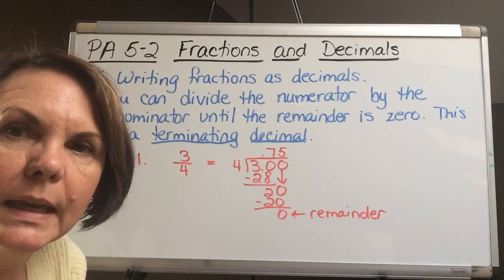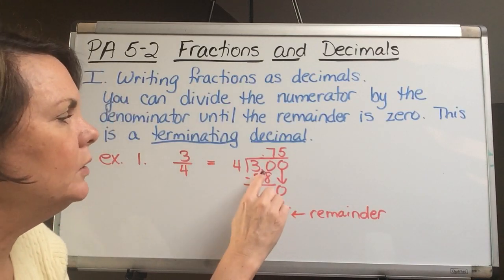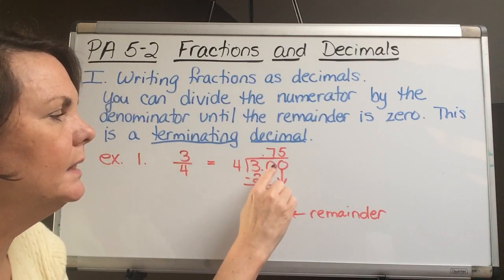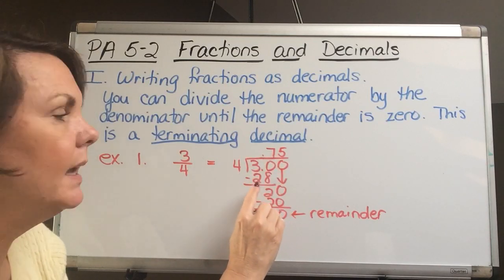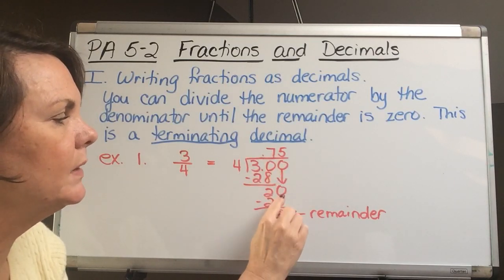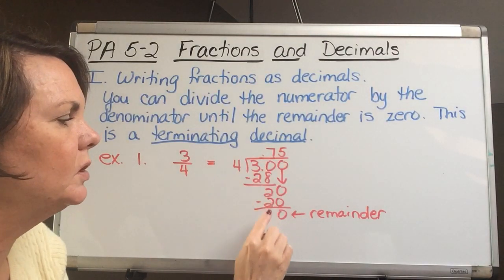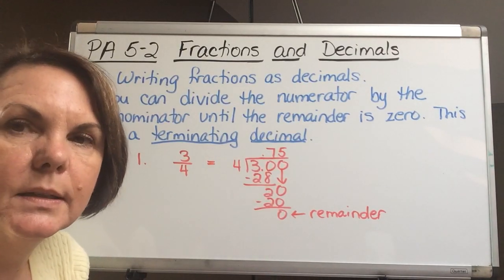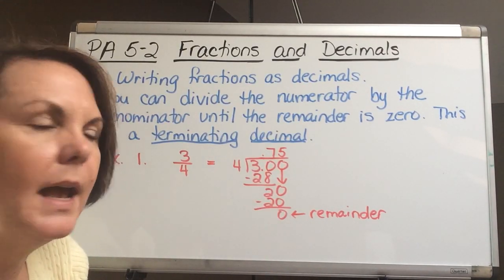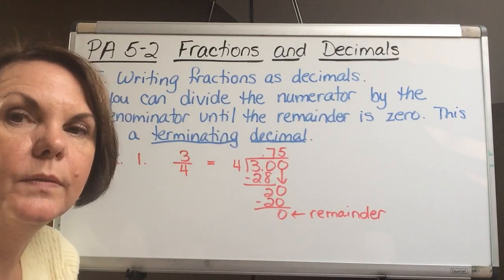And obviously 4 can't divide into 3, and that's why it's a decimal. It's less than 1 whole. So make sure you add the decimal point and then a 0. 4 into 30 is 7. 7 times 4 is 28. You subtract and get 2 and bring down the 0. Divide again. 4 into 20 is 5, and 5 times 4 is 20. You have a remainder of 0. So your decimal is 75 hundredths, and that is a terminating decimal, again because you have a remainder of 0.